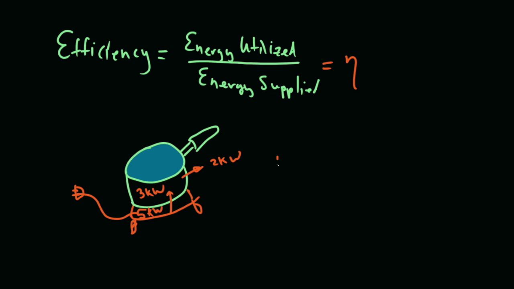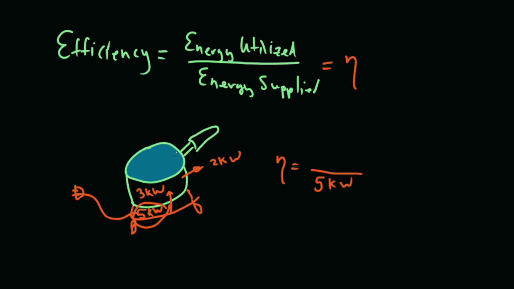So if we were to calculate the efficiency, we would say, well, what's the energy? You can do it any way you want. At the bottom you say energy supplied. Well, we know that the energy supplied is this 5 kilowatts. And the energy utilized, well, what's utilized? What's the point of what we're trying to do? We're trying to heat up water, right?